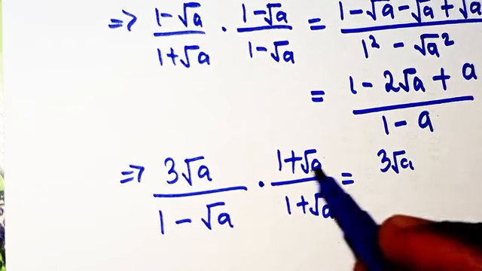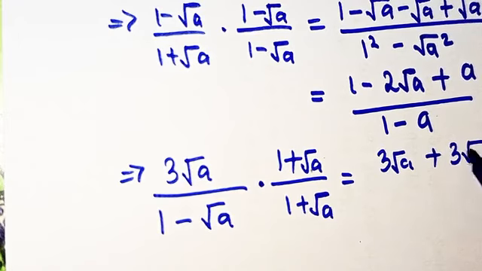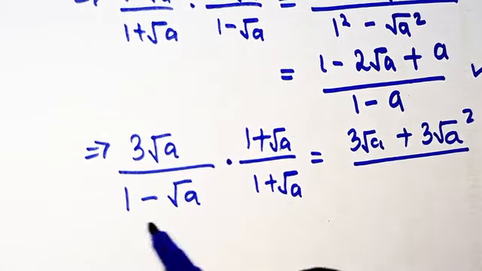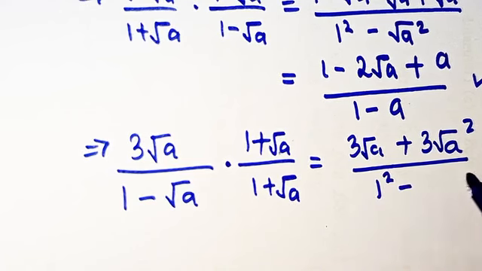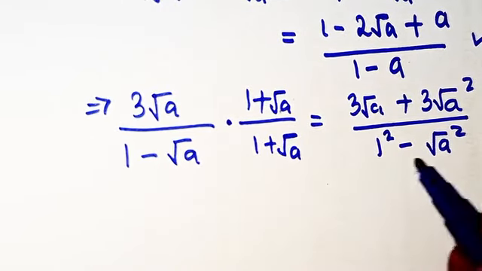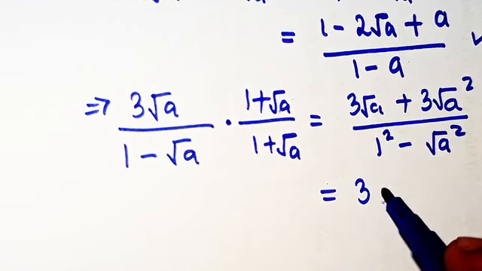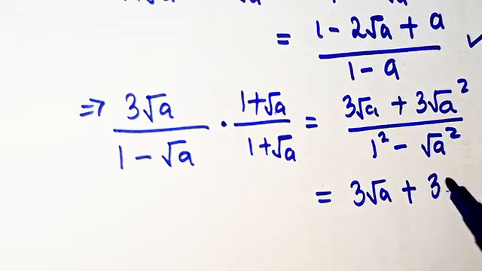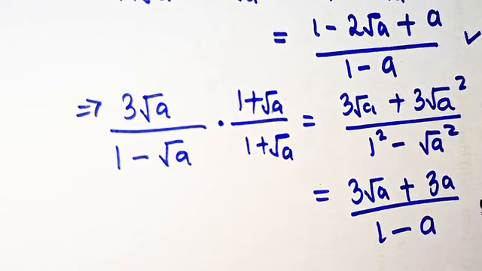That is going to give us 3 root a times 1, we have 3 root a. 3 root a times root a, we're going to have 3 root a all squared, then divided by the difference of two squares, which is 1 squared minus root a all squared. So this is going to be 3 root a, then plus this square, we cancel the square root, we have 3a over 1 minus a.